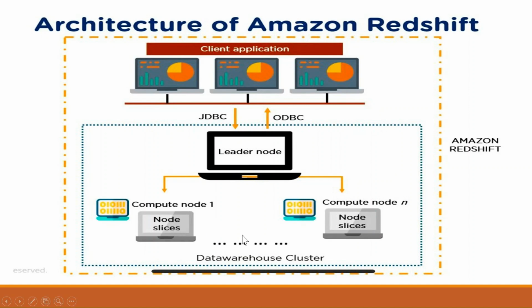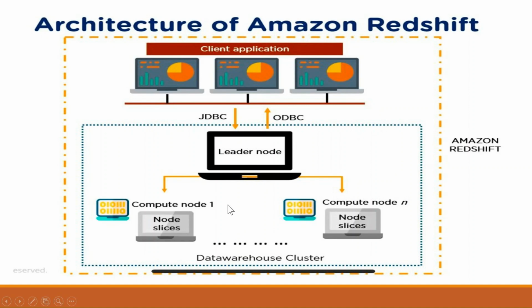The data warehouse cluster can have multiple compute nodes, which work together to store the data and execute complex queries. Node slices are like a subdivision within the compute node. Each slice is responsible for processing part of the data and ensuring efficient parallel computation. The data warehouse cluster is the overall collection of the leader node and the compute nodes working together. This cluster is where all the data is stored, processed, and queried.